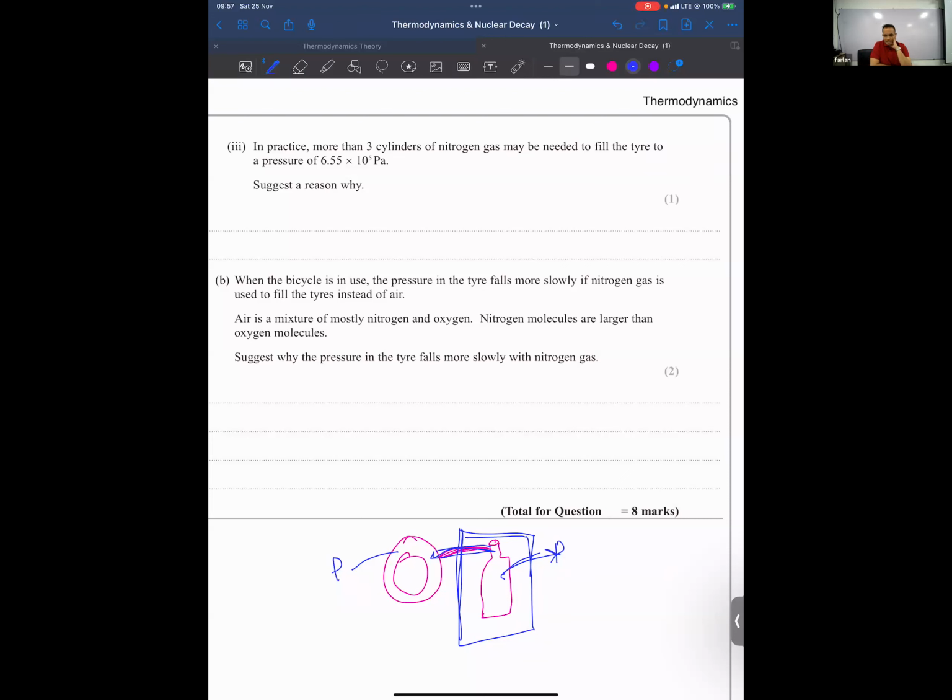Yeah, it's a one marker, that is enough. We can't give a detailed answer in that case. So could you repeat that, please? Not all the molecules in the cylinder will be used to inflate the tire. Some molecules will remain in the cylinder.